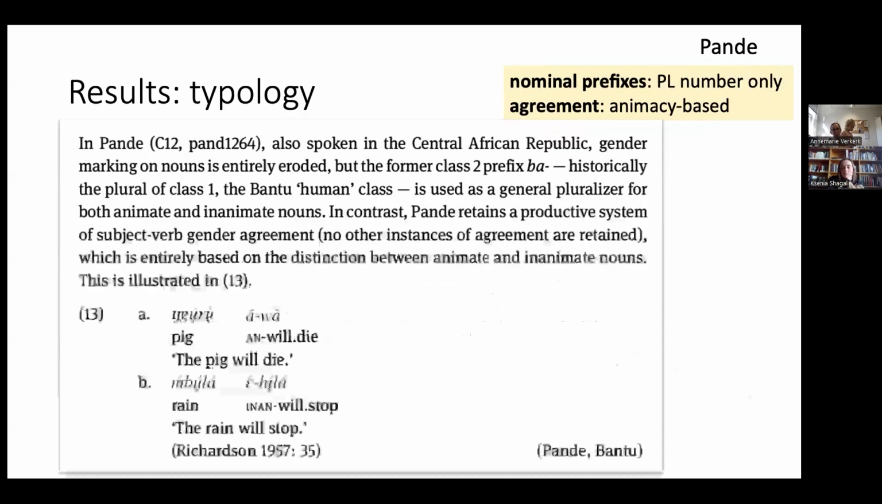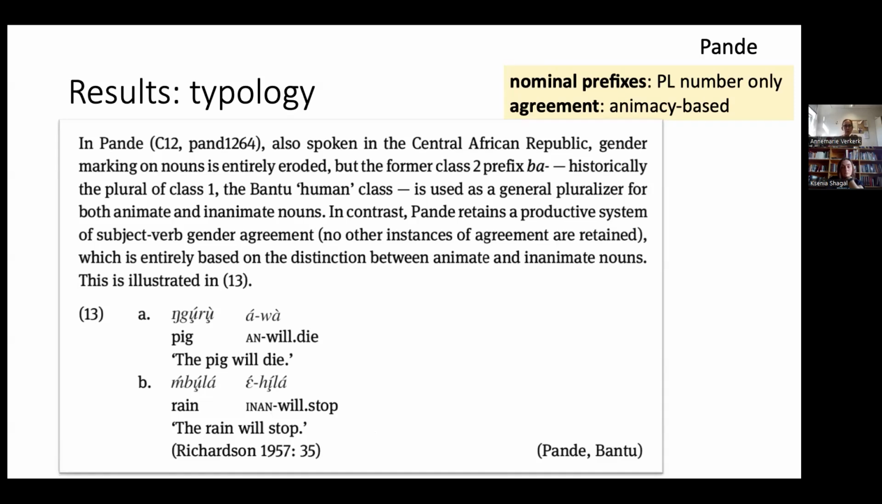Here we have Kako, but I'm going to look at Pande. So in Pande, we have gender marking of nouns basically entirely eroded, but we find that the former class 2 marker, ba, right? This is the plural of class 1, the Bantu human class. That's now a general plural marker for both animate and inanimate nouns. And then when it comes to agreement, Pande has a productive system of subject-verb gender agreement. That's all it has, right? There's no other agreement. And it's completely based on the distinction between animate and inanimate nouns. So you can see the pig will die versus the rain will stop. There's basically a different marker on those verbs, and that's it.